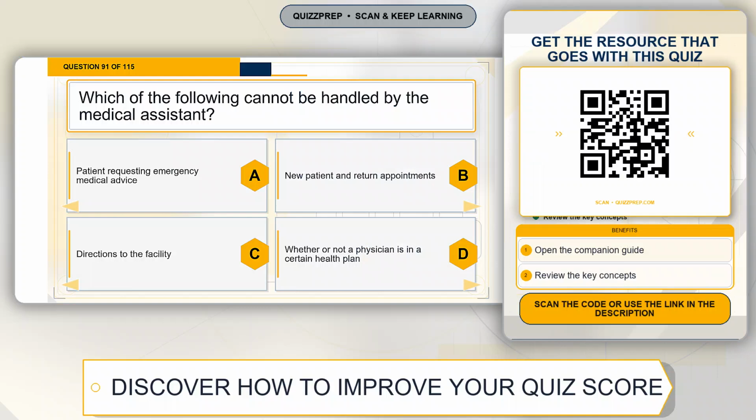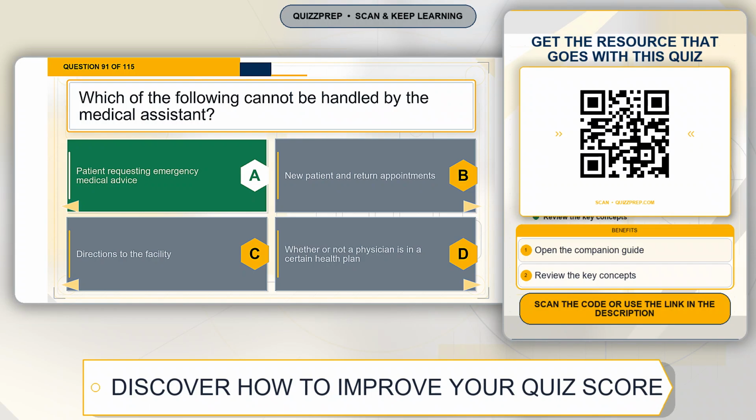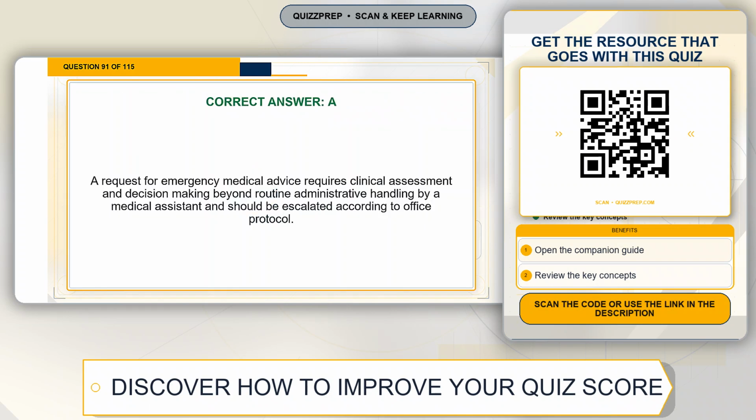Question 91. Which of the following cannot be handled by the medical assistant? Option A, patient requesting emergency medical advice. Option B, new patient and return appointments. Option C, directions to the facility. Option D, whether or not a physician is in a certain health plan. The correct answer is option A, patient requesting emergency medical advice. Explanation. A request for emergency medical advice requires clinical assessment and decision-making beyond routine administrative handling by a medical assistant and should be escalated according to office protocol.